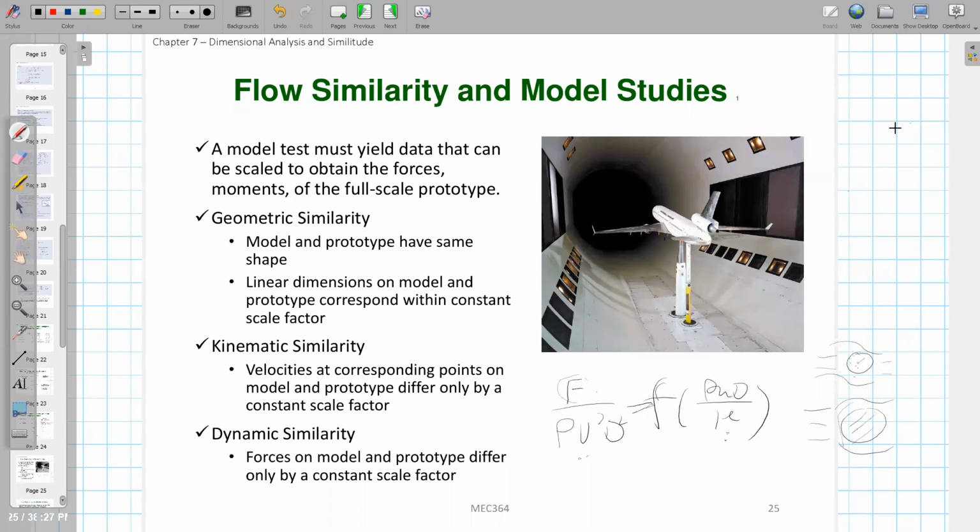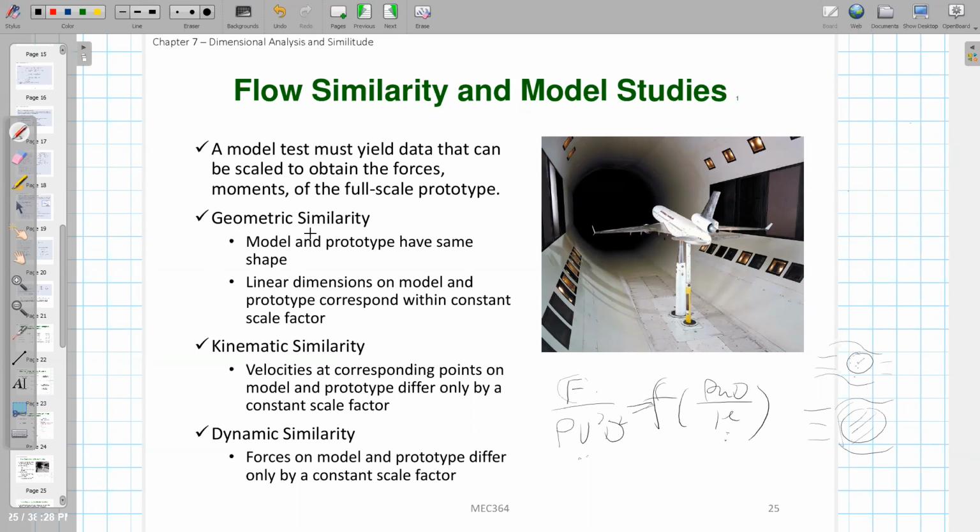So this is something we need to study more. We call this flow similarity and model studies. We usually have a model that is much smaller than the full-scale prototype. How can we guarantee that this model experimental condition is similar to the realistic flight condition? So this is the criteria.